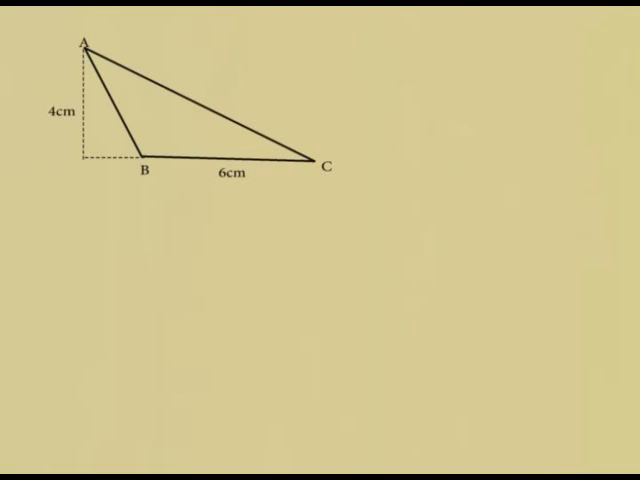And so for this triangle, area is equal to a half times 6 times 4. Notice that 6 is the base. That gives us 12 square centimeters.